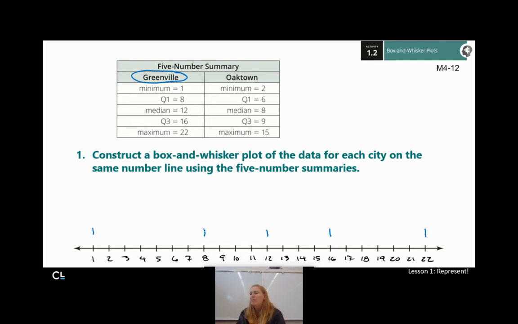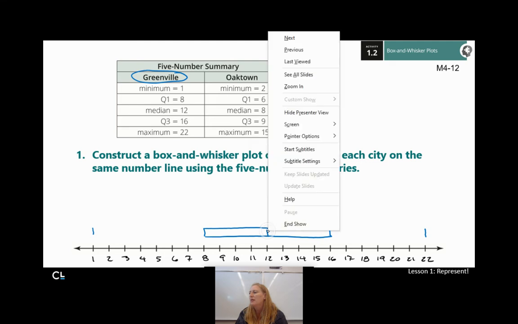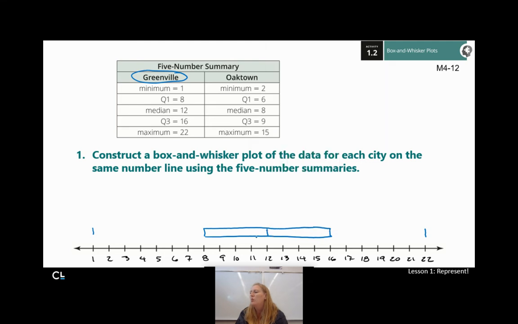Now, it's a box and whisker plot, so the box goes from the first quartile to the third quartile. So I'm going to close those off and make a lovely box, which I just did. And then I'm going to put my whiskers on the end for that first section and then for that second section.